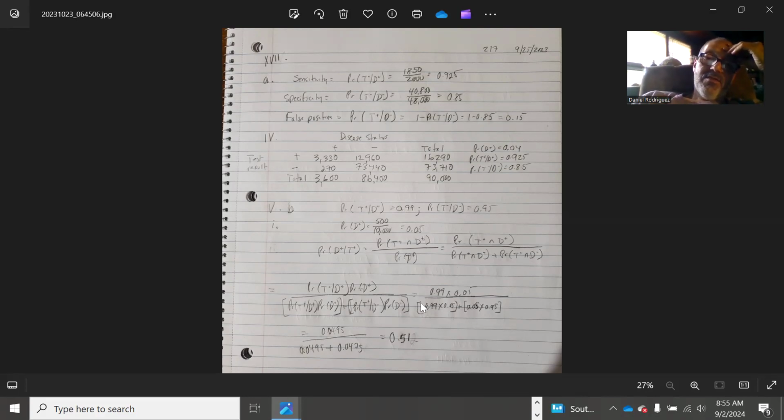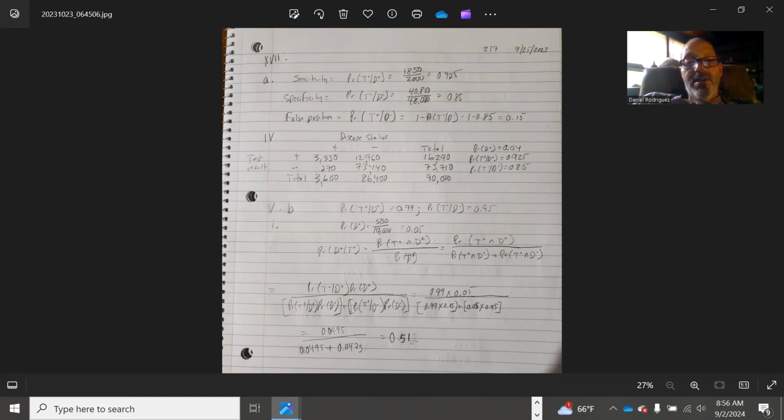Multiply this. Remember, everything within these brackets is multiplied together before you add it to everything in this bracket. You do that multiplication first as well. So we get 0.0495 divided by 0.0495 plus 0.0475. And we get our PPV, positive predictive value, to be 0.51.